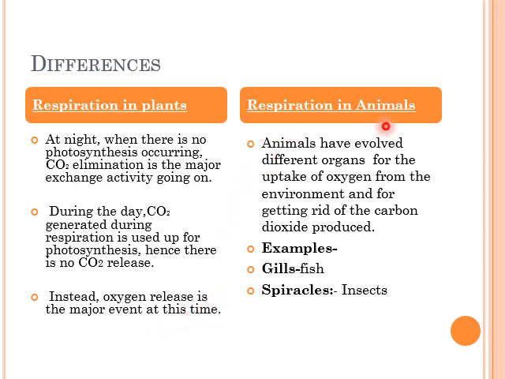Now in respiration in animals they have evolved different organs for uptake of oxygen from the environment and to get rid of the CO2. Now in the fish, gills are present, in the insects, spiracles are there which help in the process of respiration or oxidation of food.